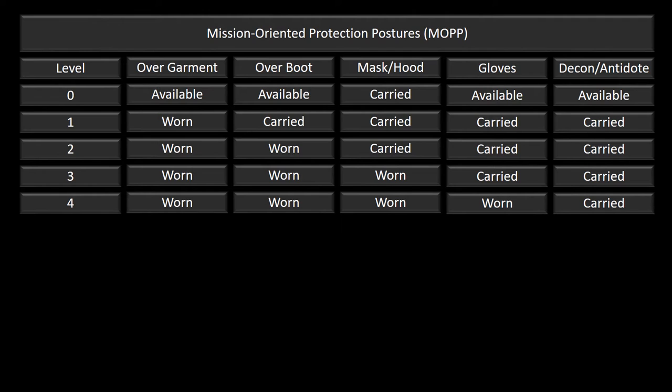So real quick, MOP level 0, everything's available, mask is carried. When we go into MOP level 1, we throw on our suit. MOP level 2, we throw on our boots. MOP level 3, we throw on our mask. And then MOP level 4, we throw on our gloves. So suit, boots, mask, gloves, Susie, Bakes, me, brownies. I'm sure you guys have probably heard some dirty ones out there before, especially on the FMF side.